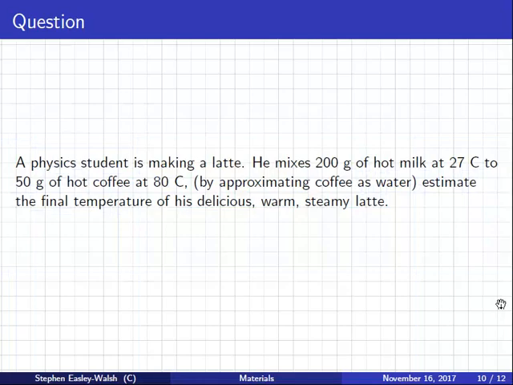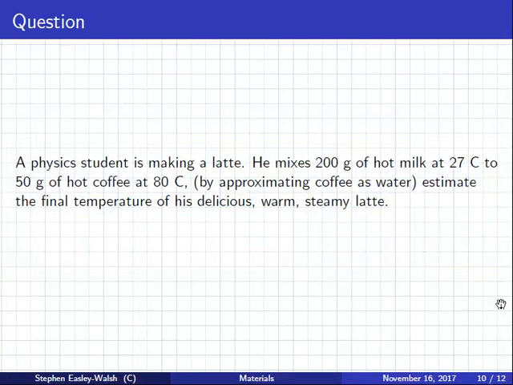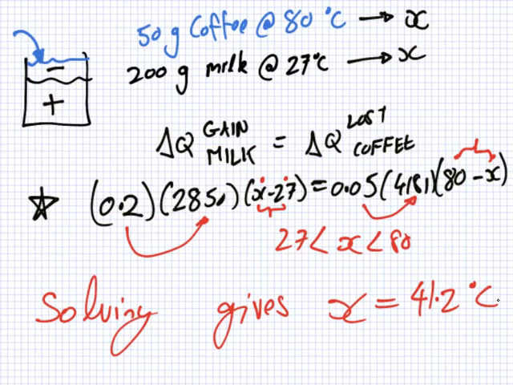So, how much warmer would a 10-gram lead bullet travelling at 100 meters per second be when it strikes a wall? So I'm sure you've seen action movies before, right? And I'm sure maybe you've even seen a scene where somebody gets shot and it's cold outside and you can see the steam coming off their dead body. I'm sure if you think about a movie you've seen, maybe you've seen this. No?